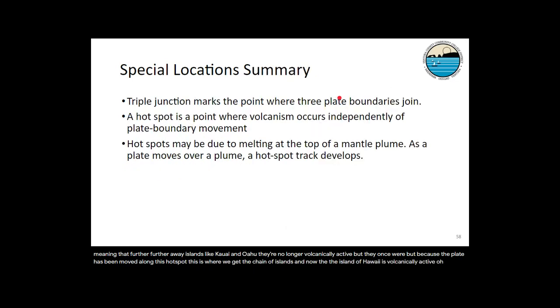Okay, so here's a summary of those special locations. First is a triple junction, and that marks the point where 3 plate boundaries join. A hotspot is a point where volcanism occurs independent of plate boundary movement. Hotspots may be due to melting at the top of a mantle plume. And so again, as the plate moves over the plume, a hotspot track develops.